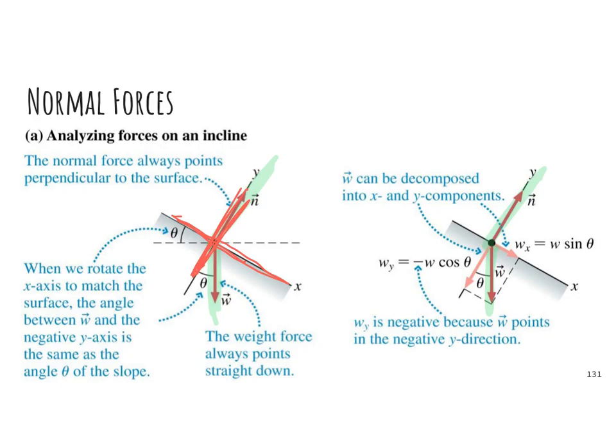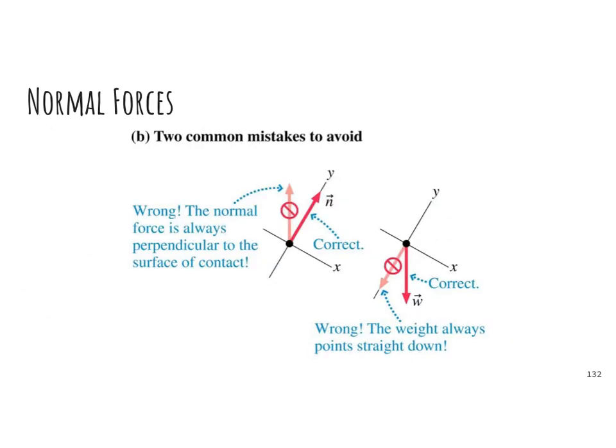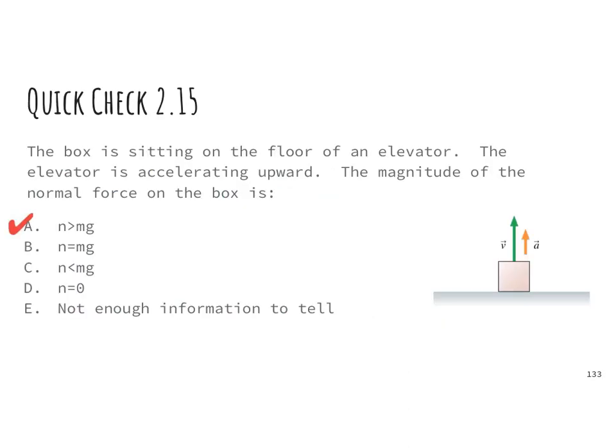So the weight force is still going to point straight down. The normal force is going to point perpendicular to the surface, and the angle that we tilt it right here is going to match the angle that our weight force is changing right there. That has to do with complementary angles from geometry. So a couple common mistakes to avoid: the normal force is not straight up, right? It is perpendicular to the surface, and the weight is not straight in the y direction. It is straight down.